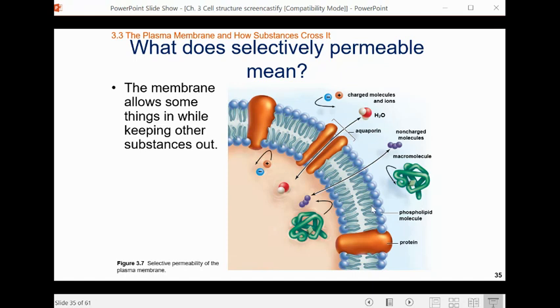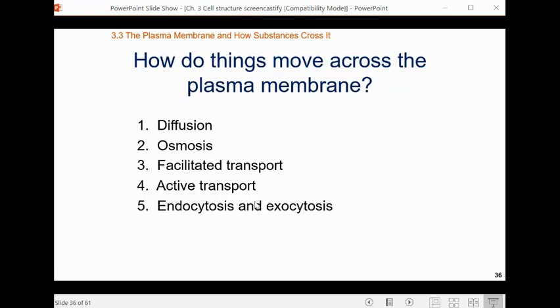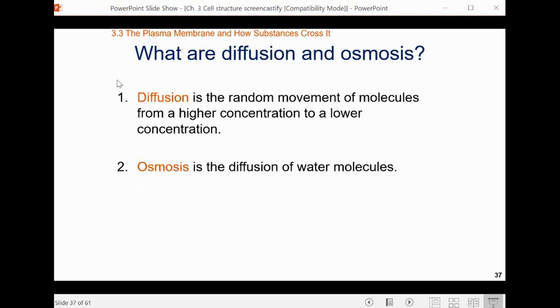So you can see here a large macromolecule is too large to cross that membrane right here. Non-charged molecules can cross very easily. And charged molecules are actually repelled. And so you would have to have pumps or channels in order for those to move. The 5 key ways that things move across the plasma membrane are through simple diffusion, osmosis, facilitated transport, active transport, and then endocytosis and exocytosis. And we'll discuss each one of these.